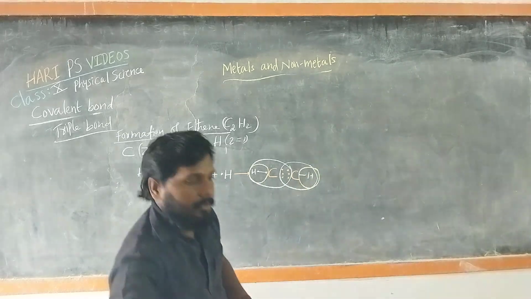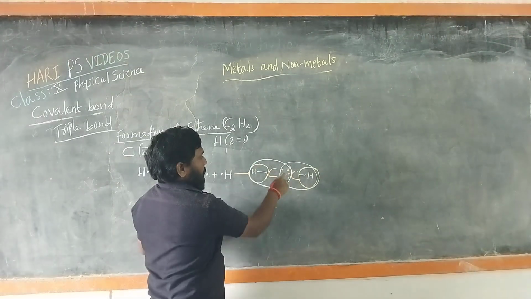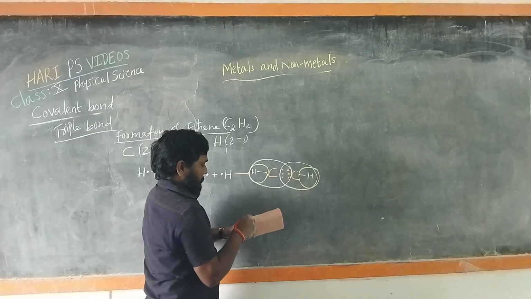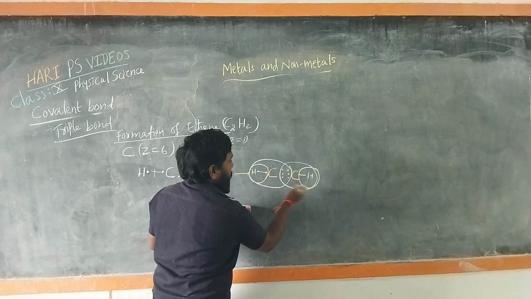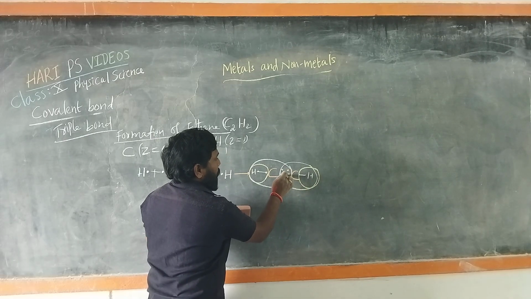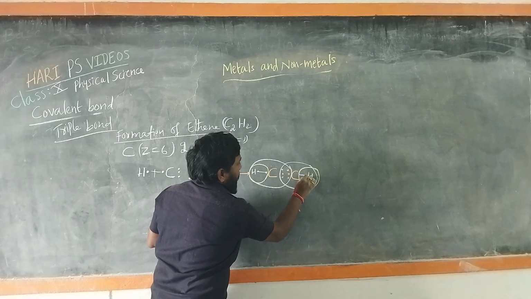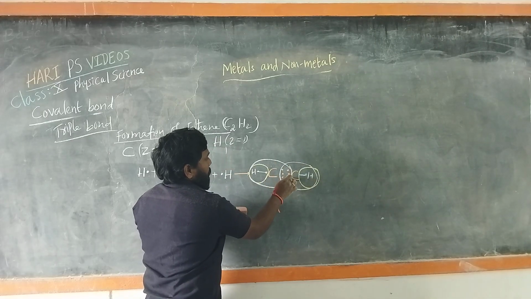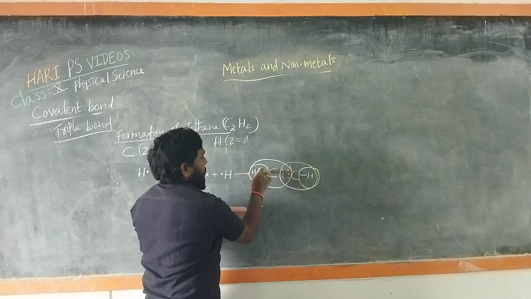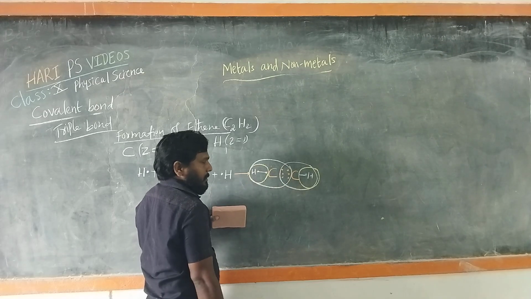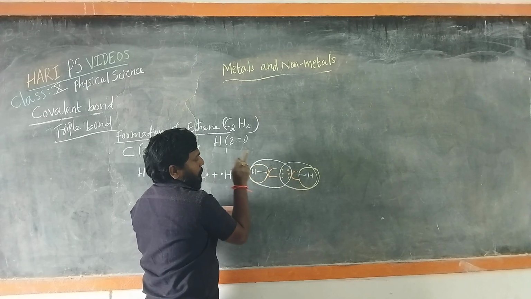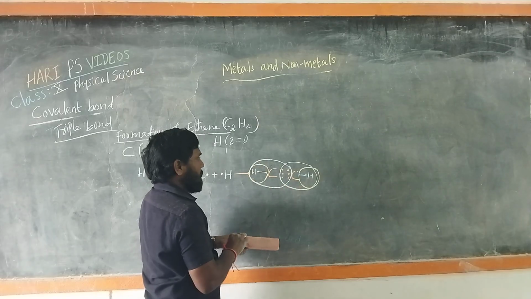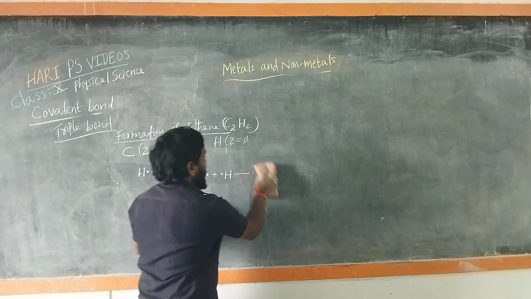Simple idea: just count 1, 2, 3, 4, 5, 6, 7, 8. This carbon has 1, 2, 3, 4, 5, 6, 7, 8. This carbon also stays, and 1, 2, the hydrogens also stay. So finally, what will happen?